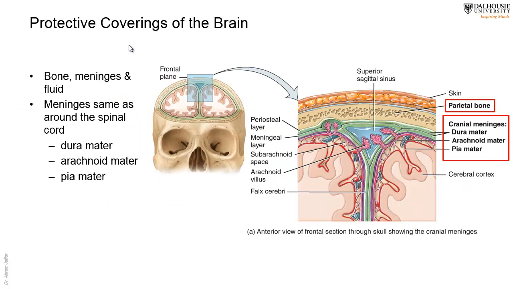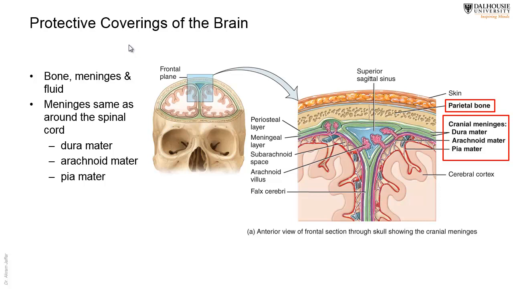Again, as we mentioned last time, we need protective coverings here. This is neural tissue that is so delicate, and here it cannot regenerate itself. This is the central nervous system. So again, it's the same protective covering as for the spinal cord. We have the bone, the meninges, and the fluid. The bone is the skull, and the meninges are the 3 layers: the dura mater, the arachnoid mater, and the pia mater.